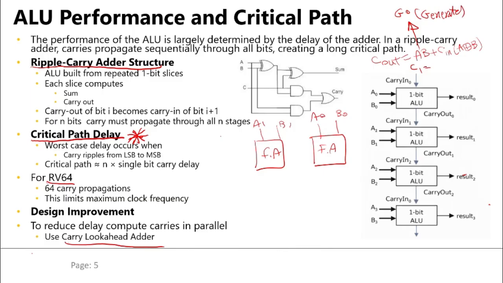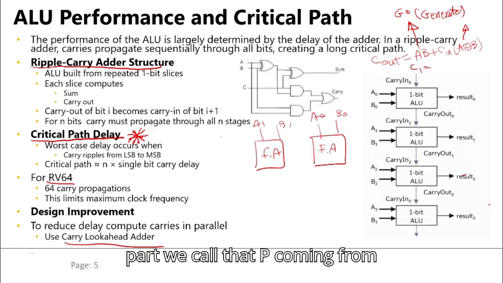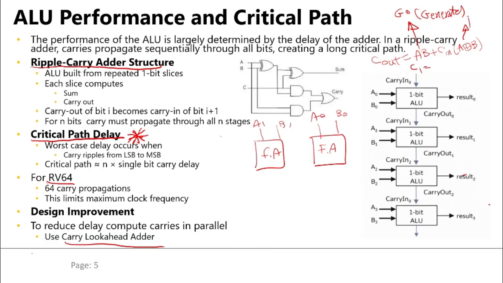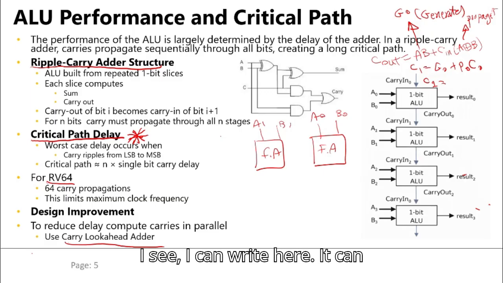And this part, we call that P, coming from propagate. Okay, so C1 is equal to G0 plus P0 C0, and C2 is equal to, there is no space, I see, I can write here.